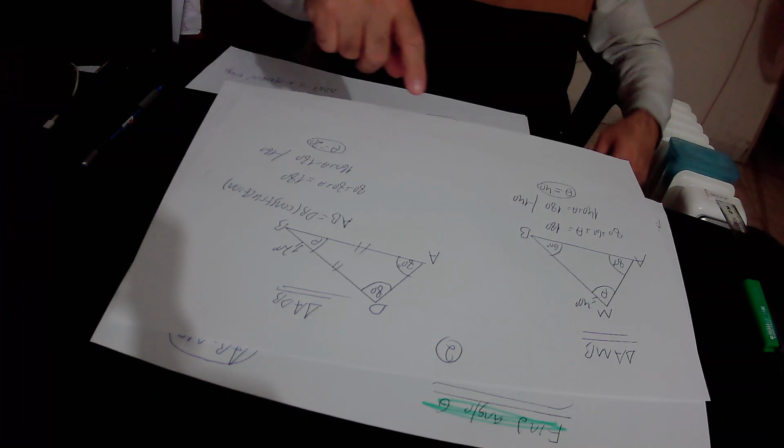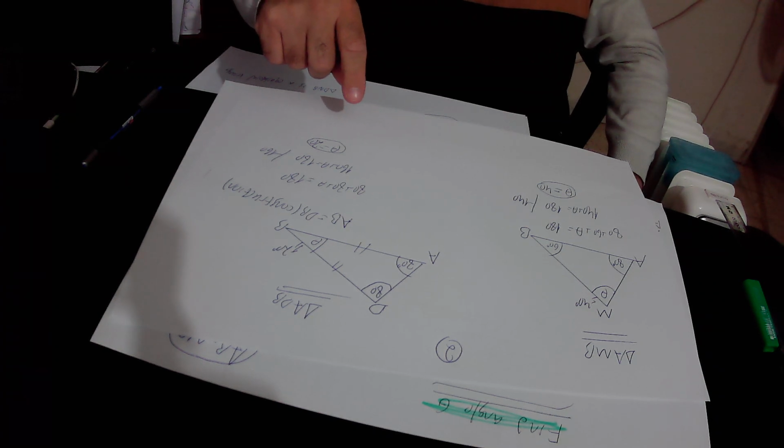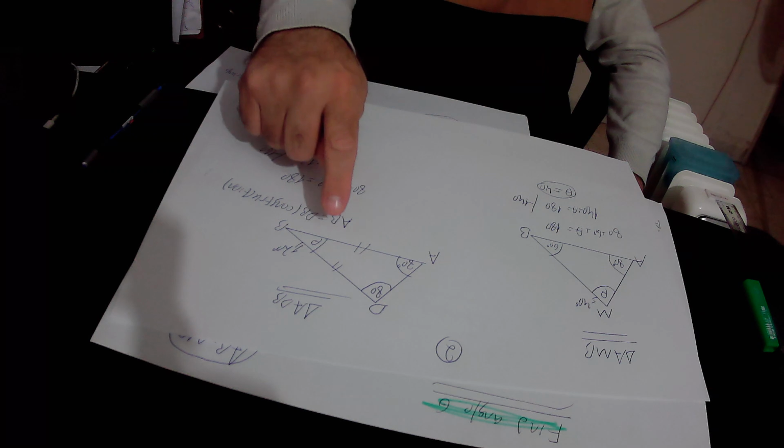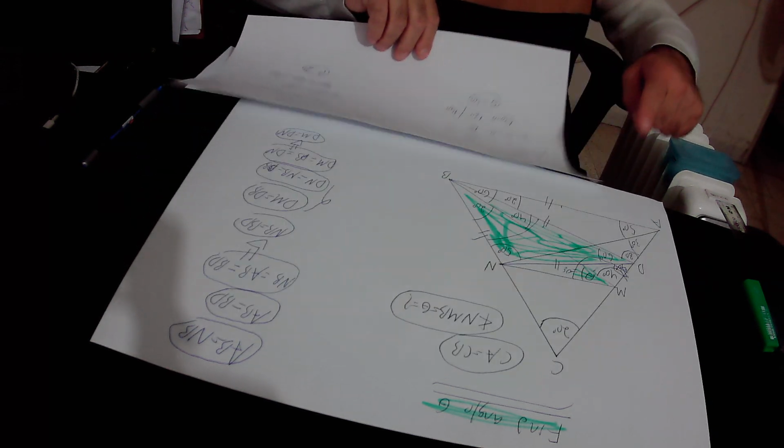So, continue with triangle ADB. So, AB equals to BD according to our construction, and this angle equals to 80 degrees.